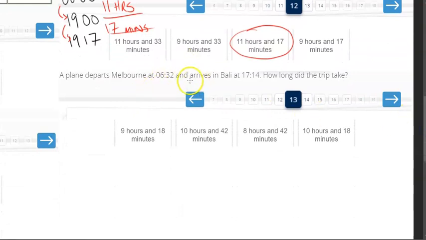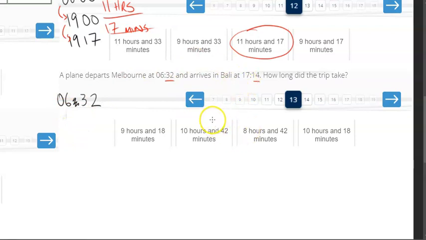Now we just get into a different type of time here. A plane departs Melbourne at 6:32 and arrives at Bali at 5:14. How long does this trip take? So let's go from 6:32. Now I can do this in one or two ways. I can do this from 6:32 to 7, and then go from 7 all the way to 5.